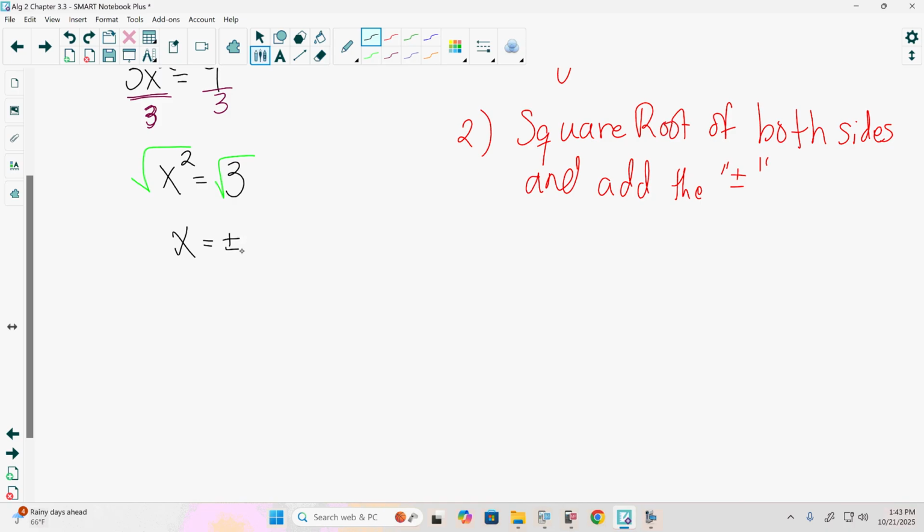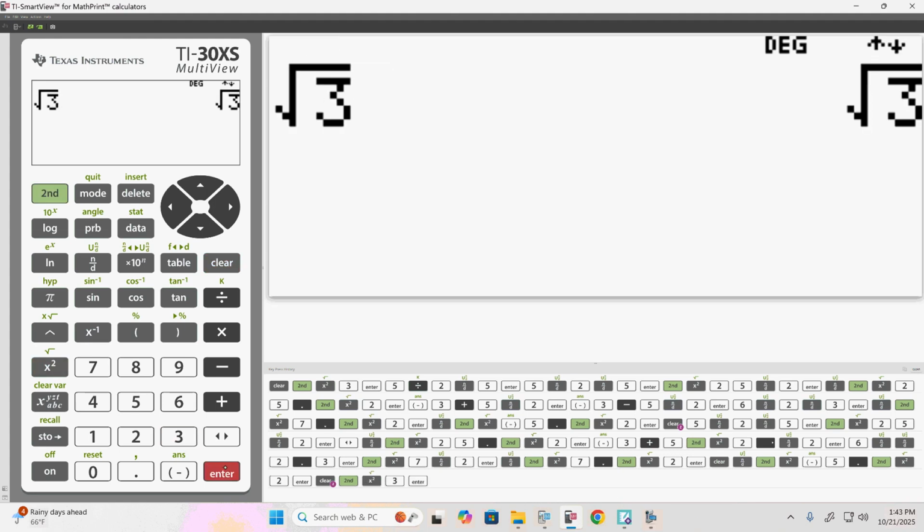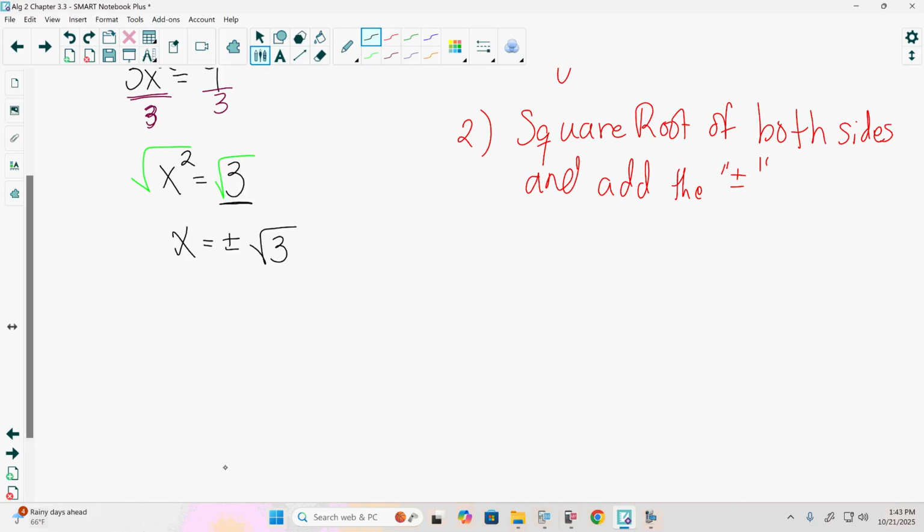Now, at this point here, we need to find the square root of 3. We need to figure out what times itself is 3. Well, there is no integer number, no nice number that multiplies by itself to give us 3. So we'll just simplify it, and it ends up just being the square root of 3. Now, the calculator is very nice with simplifying radicals. We can just type in square root of 3 and see if it simplifies. And here it doesn't. It's just the square root of 3. So what it tells us at this point is that x is equal to plus or minus the square root of 3.